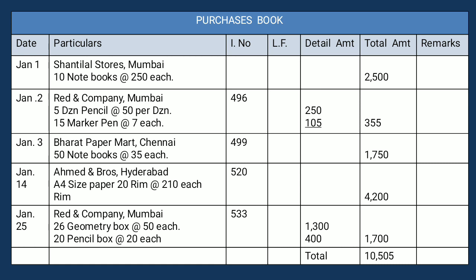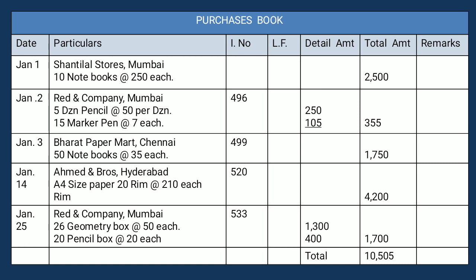Then we have Bharat Paper Mart: 50 notebooks at the rate of 35, with no discount and no other information. So we record 1750 in the amount column. The invoice number, as usual, we have to mention. Then for January 14th, again we write the name of the party, Ahmed and Brothers, Hyderabad. What we purchased is A4 size paper, 20 reams at the rate of 210 per ream. We just find the total value because we don't have any other item, so we directly record it in the net amount column, that is 4200.